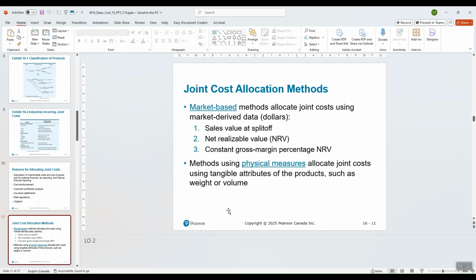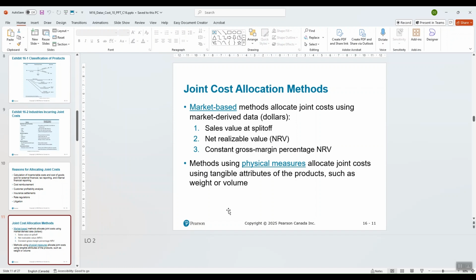So here are the different methods that exist for the joint allocation. We're going to get into the detail in the next few slides, but I'll just briefly mention what they are. There are three methods that are based on the market base. The first is considered to be sales split off. When we split joint cost, we look at the dollar value of the sales coming in, and we allocate a greater proportionate amount of the joint cost.